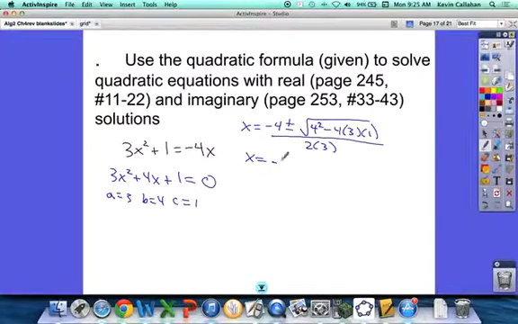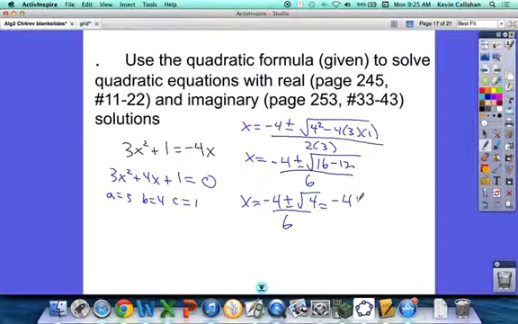So this one, when it simplifies, is negative 4 plus or minus the square root of 16 minus 12, divided by 6. X equals negative 4 plus or minus the square root of 4, divided by 6, which is negative 4 plus or minus 2 over 6. Okay, so how do we deal with the plus or minus symbol? It's two different answers, right? One answer uses the plus and one uses the minus. So this will be negative 4 plus 2 over 6 and negative 4 minus 2 over 6. Negative 4 plus 2 is negative 2 over 6, which is negative 1/3. And negative 4 minus 2 is negative 6 over 6, which is negative 1.